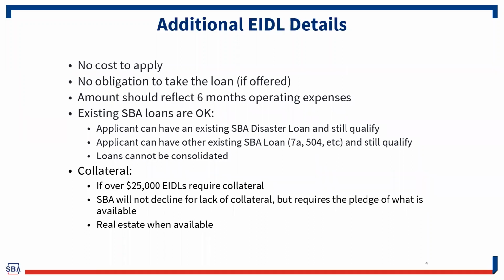I commonly get asked, what about my existing loans? That's okay. That does not disqualify you. If you currently have an SBA disaster loan, for instance, from Harvey, or if you have an existing SBA business loan, you sometimes hear those called 7As or 504s, you still qualify. But when you get this loan for COVID-19 disaster relief, it won't consolidate the other loans. So you would have at that point at least 3 loans: your business loan, your disaster loan, and then the new loan. Now do let me point one thing out about existing disaster loans.